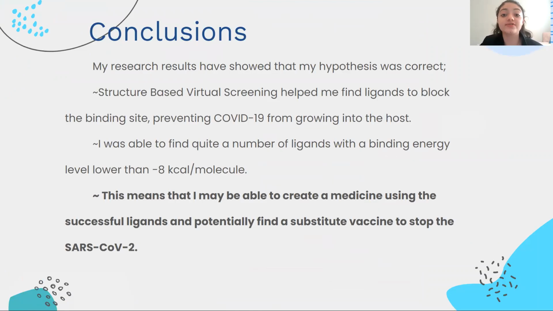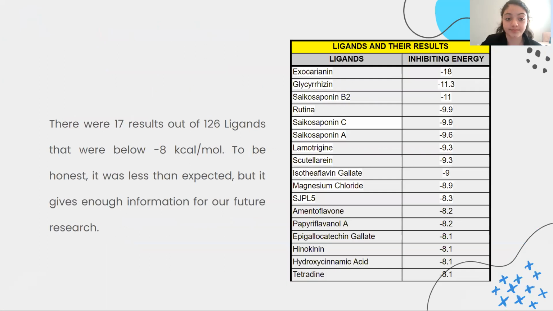My research results have shown that my hypothesis was correct. Structure-based virtual screening helped me find ligands that block the binding site and prevent COVID-19 from growing in the host. I was able to find quite a number of ligands with the binding energy level lower than negative 8 kcal per mole. This means that I may be able to create a medicine using the successful ligands and potentially find a substitute vaccine to stop the SARS-CoV-2.